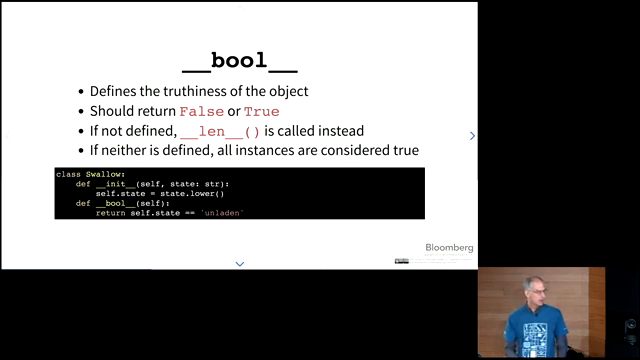And so here we have a class Swallow, and we're keeping track of the state of this swallow, and we are only true if we have an unladen swallow.